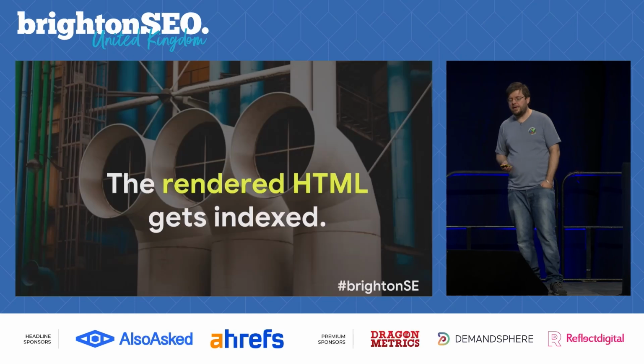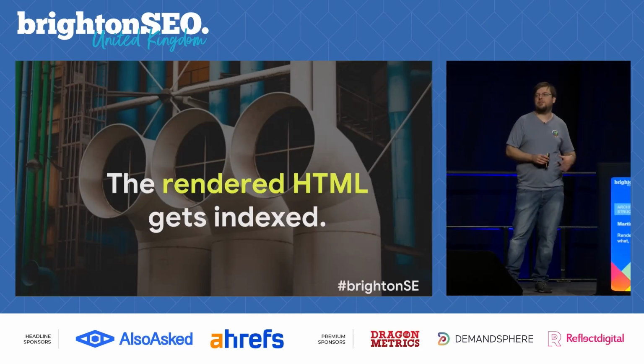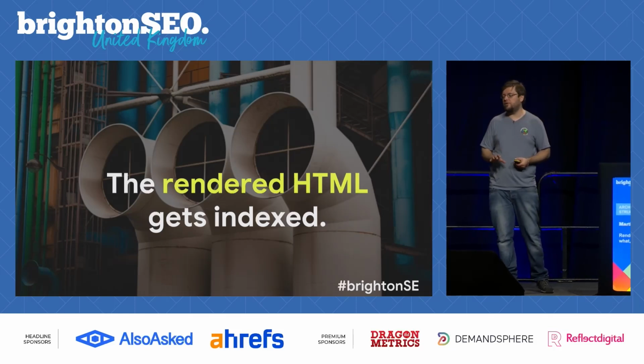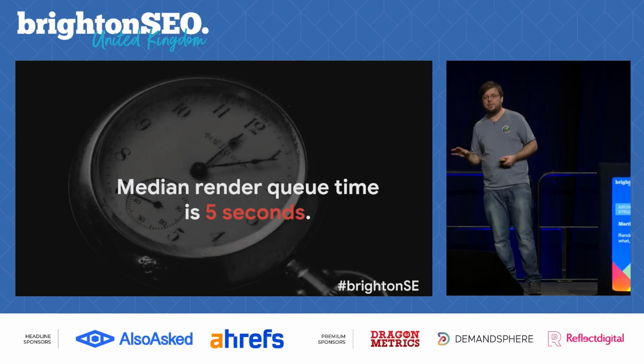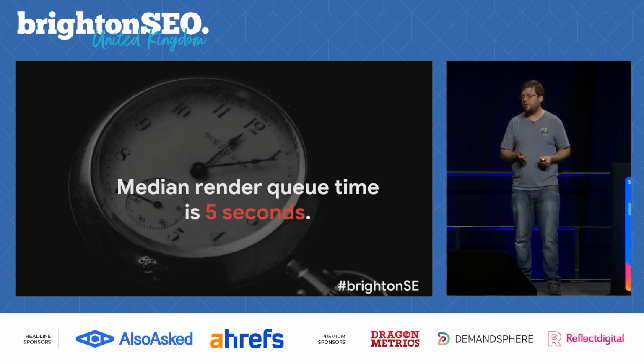I think an important takeaway is the rendered HTML is what you need to look at. Do not look at the source HTML. Do not look at anything else. The rendered HTML, you can find that in Google Search Console. The rendered HTML is what you should look at. The median render queue time is 5 seconds. At median, 5 seconds in the render queue, nothing to worry about.